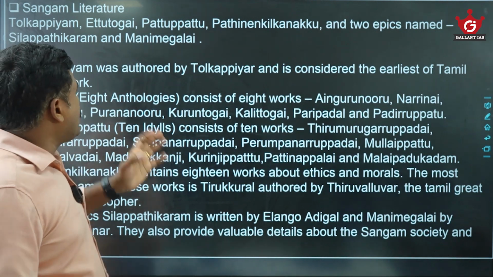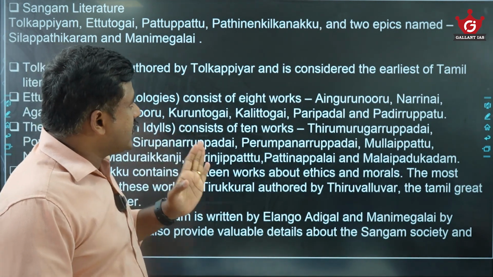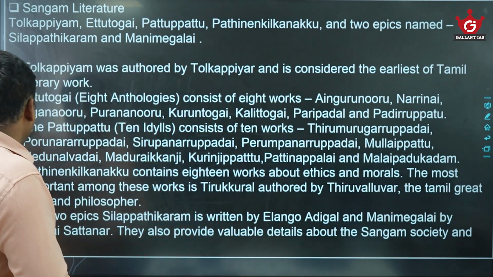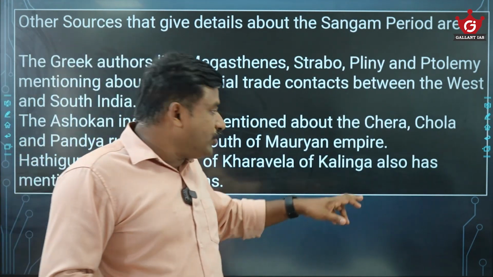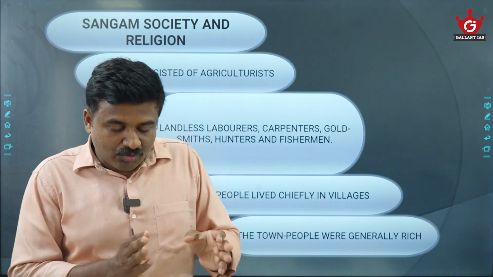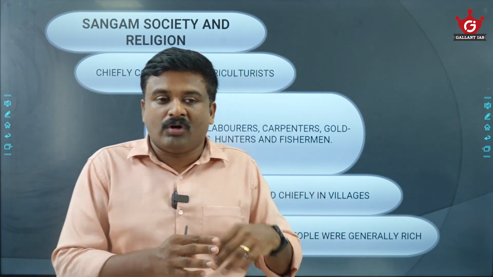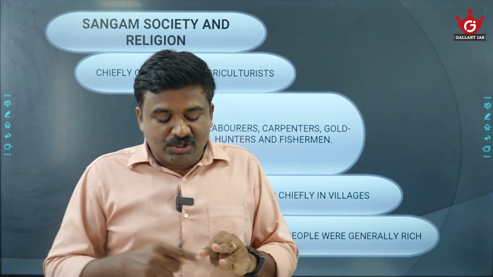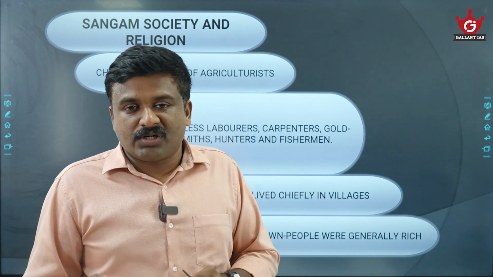Like Tolkappiyam, Ettu Thogai, Pattu Pattu, Padinenkilkanakku, and Silappadikaram and Manimekalai. These are some of the finest examples of Sangam literature, Sangam poetry. Now the important thing is UPSC can ask how Sangam literature reflects the society of ancient times, ancient South India, or the religion or the culture, or the position of women of South India. So how Sangam literature reflects the position of women, religion, culture, economy, or maybe the political situation of ancient South India.